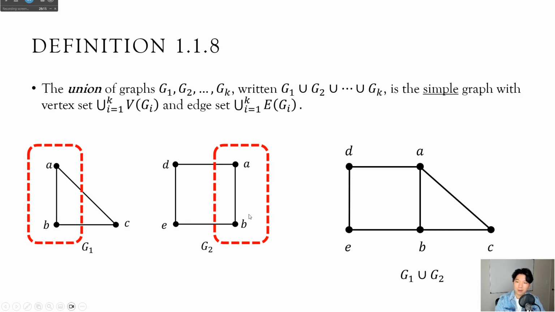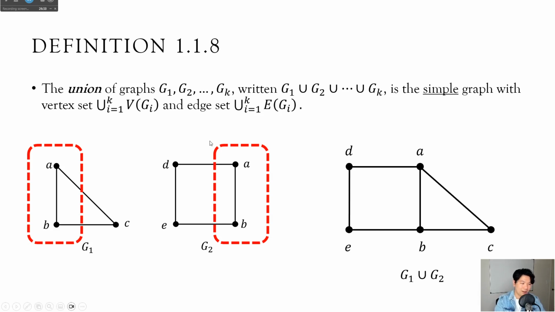Notice that even though both of them had the edge AB in G1 and G2, I did not put down a multiple edge. That's because by definition, my union should be simple, meaning I don't want any multiple edges. So here I have the union G1 union G2. So this is our union.